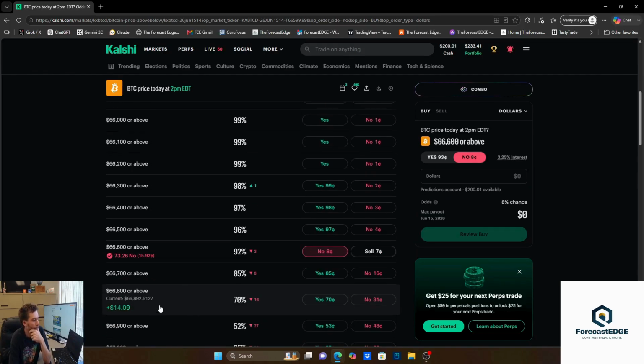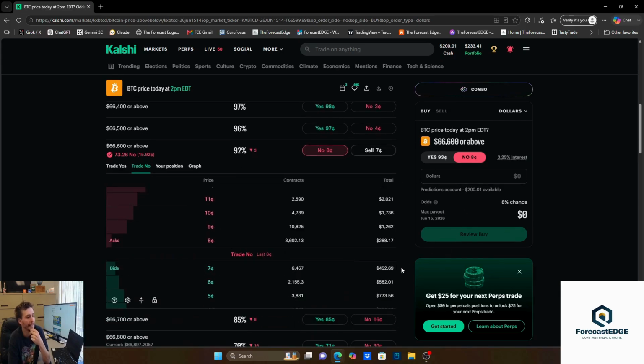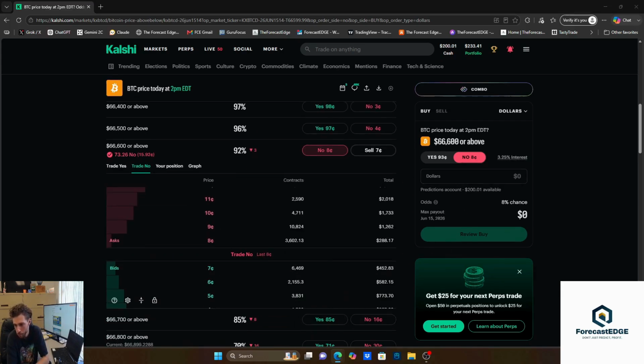Here we go. 73 contracts at an average price of 15 cents. And last time it traded where it's trying to trade through right now, it got sold off to the 66,300 level. So let's see.